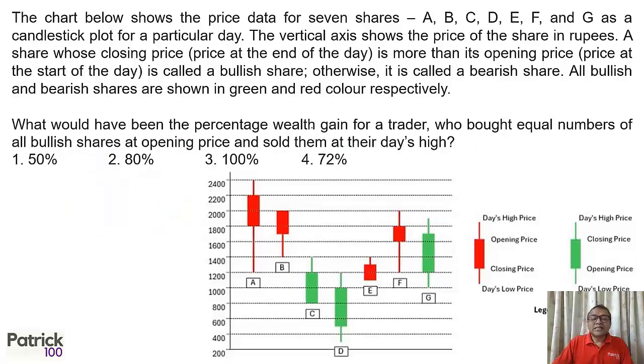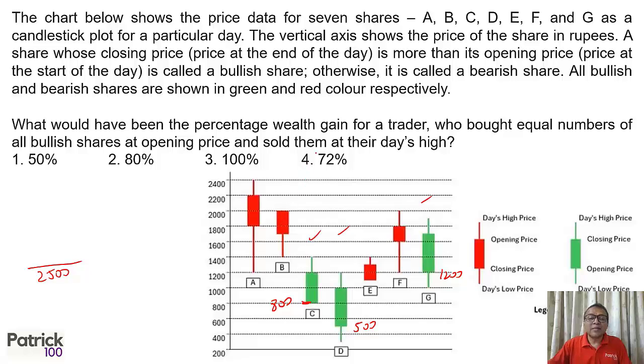What will be the percentage gained by a trader who bought an equal number of bullish shares? Bullish shares are these three shares, green color, bought at their opening price. Opening price is the lower one. This is like 800 opening price. Here it is 500 opening price. Here it is 1200 opening price. So if you add all the opening prices it becomes 2500.